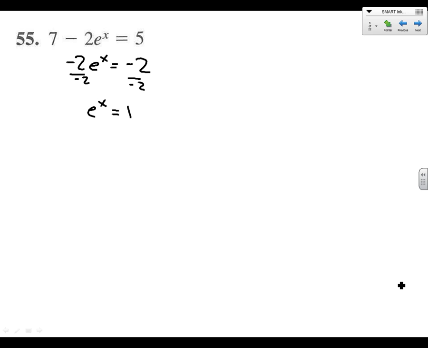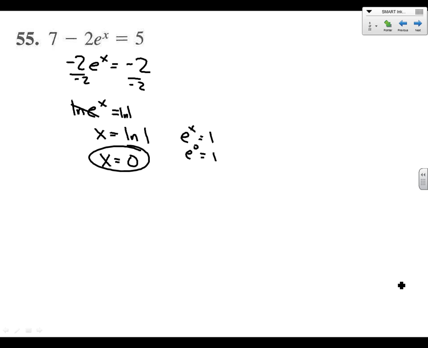How do we get rid of the e? Put a natural log in front of it. So x equals, after those cancel, the natural log of 1. And if we plug that into our calculator, the natural log of 1 is 0. Why is it 0? Remember, we're saying, how do we go from e to something and get 1? Remember, anything in the world to the 0 power is 1. So that's why x is 0.